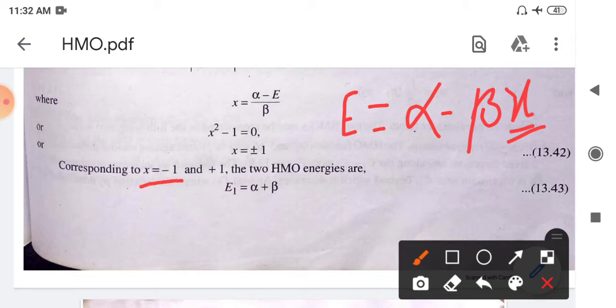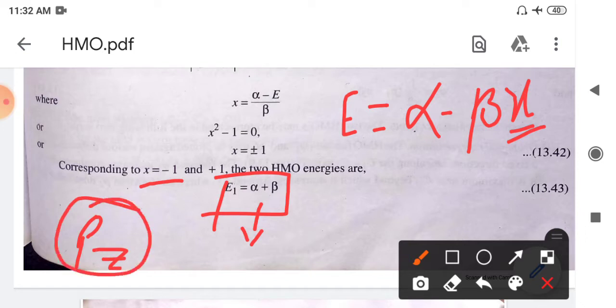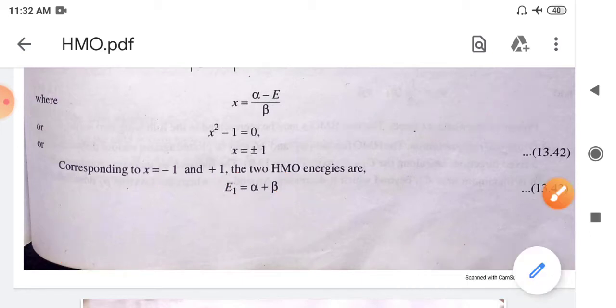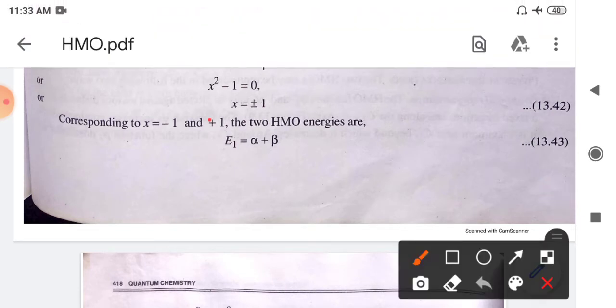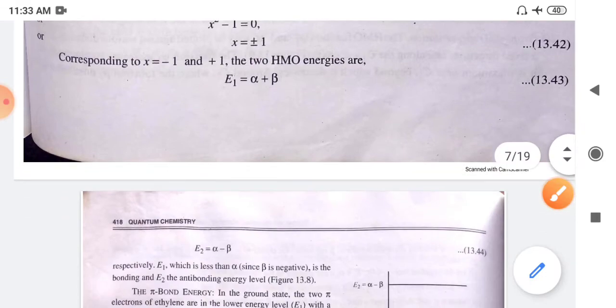Suppose my first value is x equals minus 1, then my first energy is alpha plus beta. We all know that alpha corresponds to the energy of an electron in the molecule, ethylene or any molecule, and specifically alpha is the energy of an electron present in the pz orbital. So this energy is negative. Also, beta is the energy of an electron in the pi molecular orbital, so this energy is also negative. If we add the two negative terms, you will get a negative answer only. So this is the stabilization energy, or the bonding molecular orbital energy.